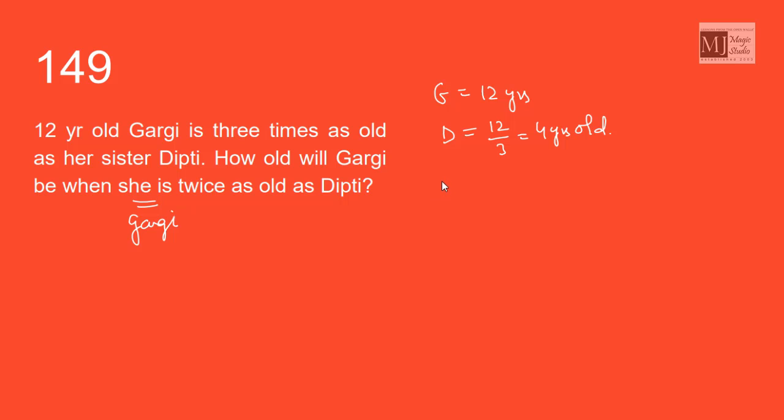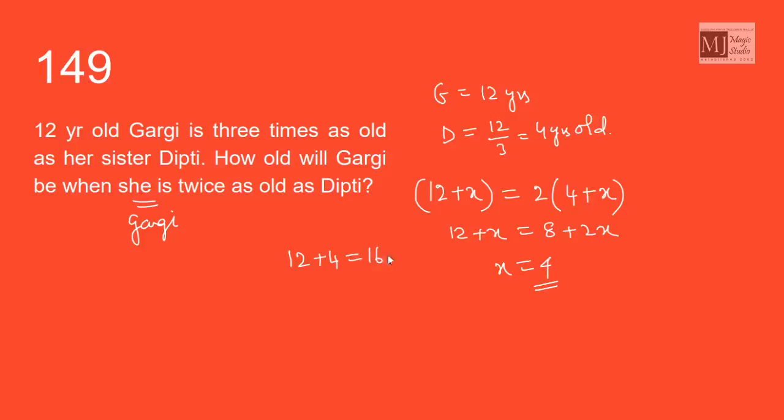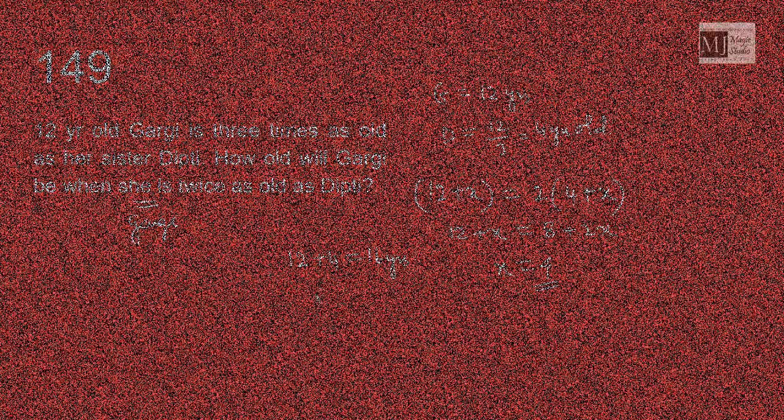So let, after x years, the age of Gargi be 12 plus x, and Gargi's age would be twice the age of Dipti, and Dipti after x years would be 4 plus x. So 12 plus x equals 8 plus 2x. x equals 12 minus 8, that is 4. After 4 years, Gargi's age would be 12 plus 4, that is 16 years.